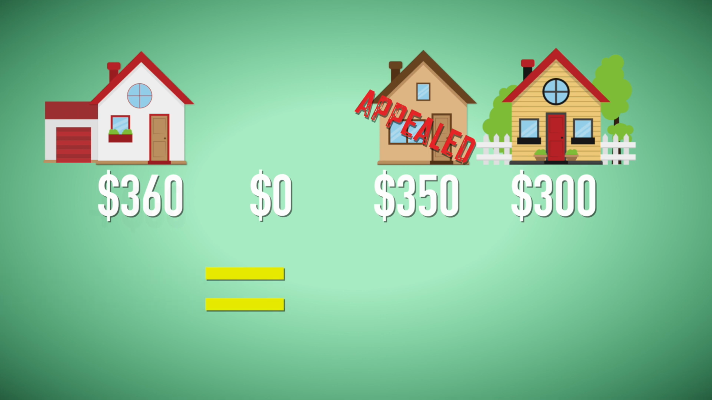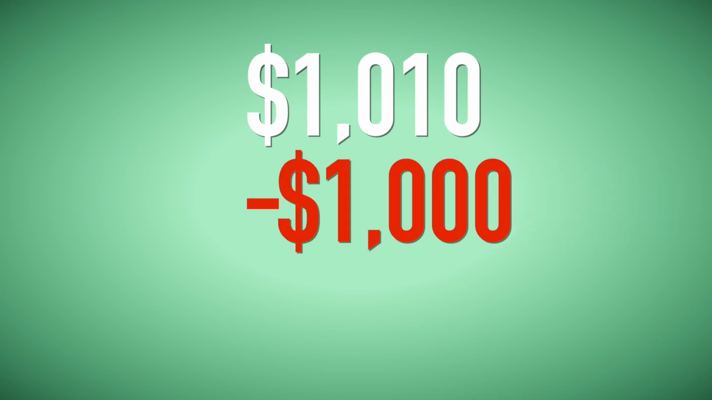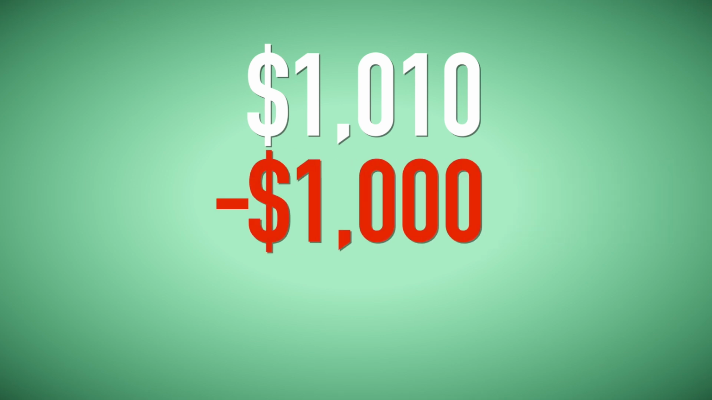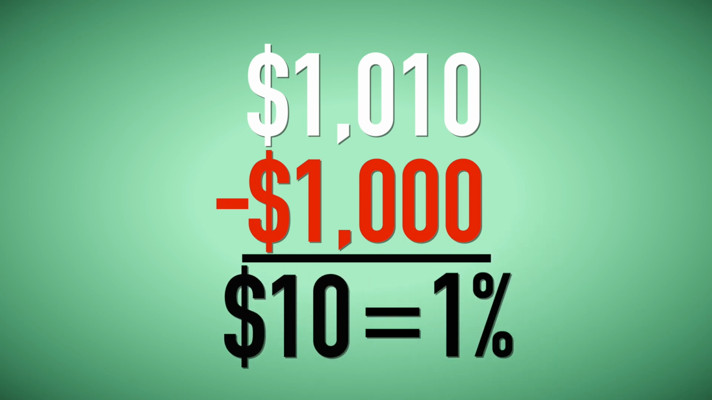Now we add up all our final property values just as we did at the start of the year, and we get a new figure of $1,010. Subtract our original tax base from the beginning of the year, and the year-over-year increase in value is $10, or an increase of 1%. That's our assessment growth.